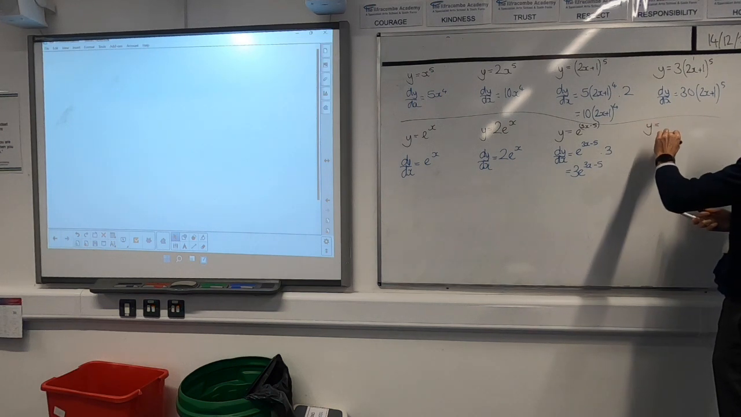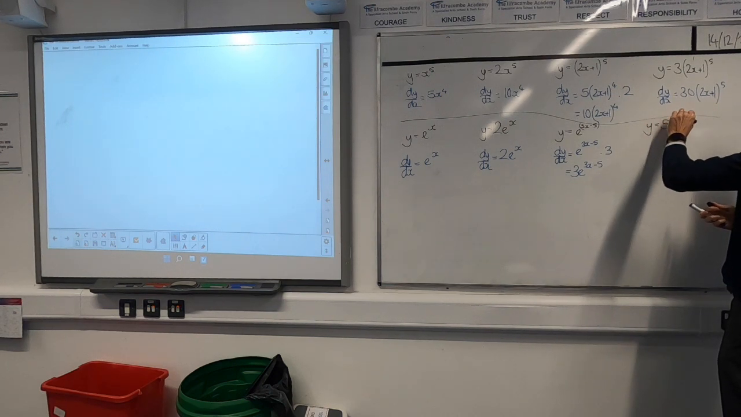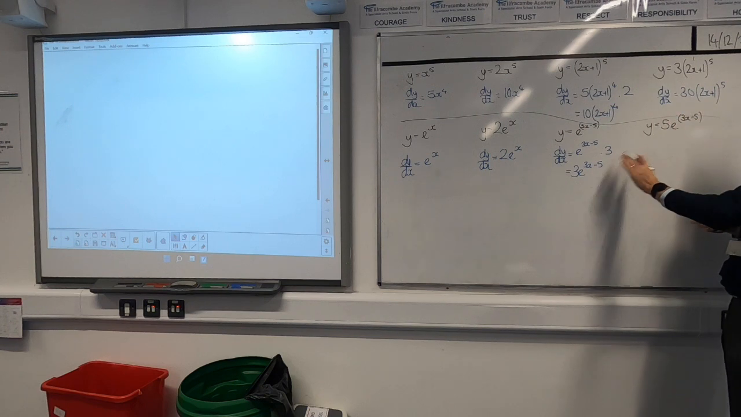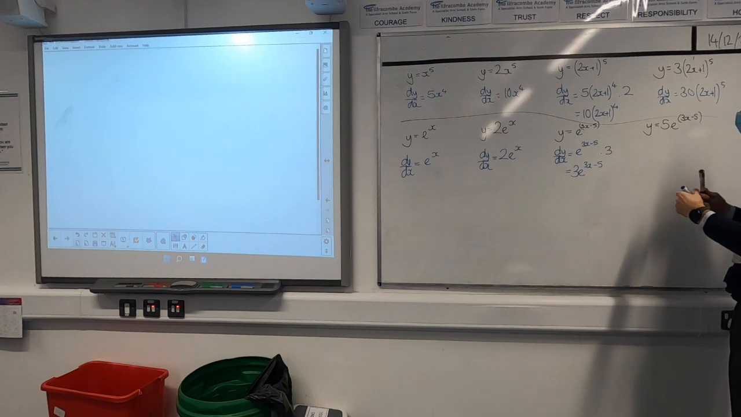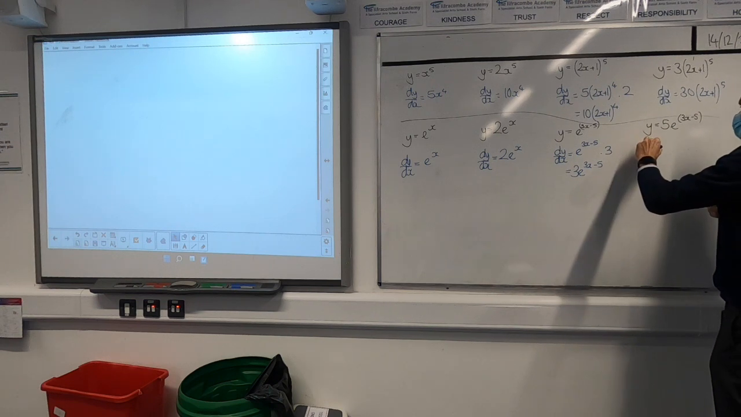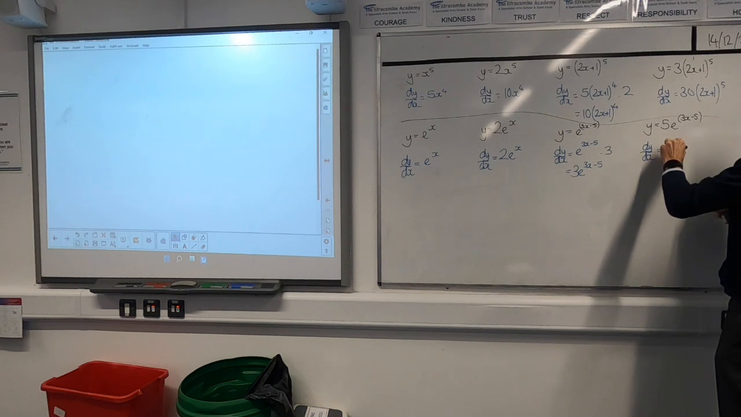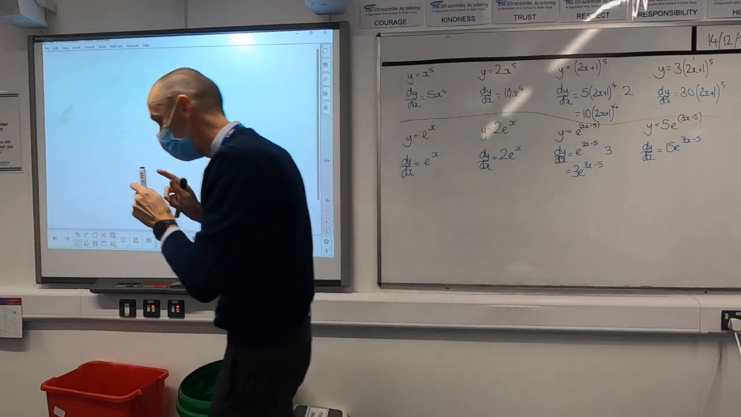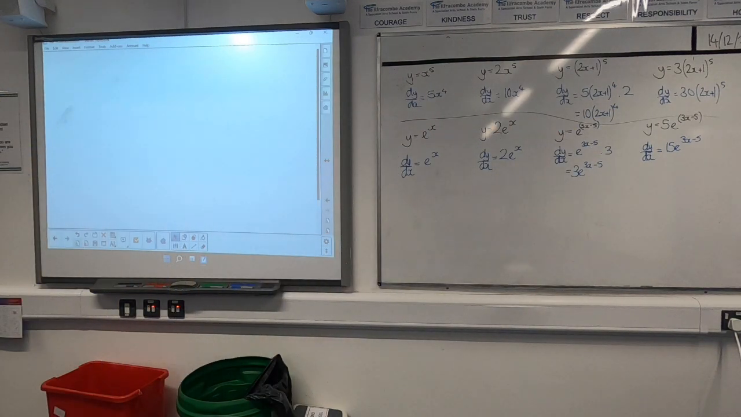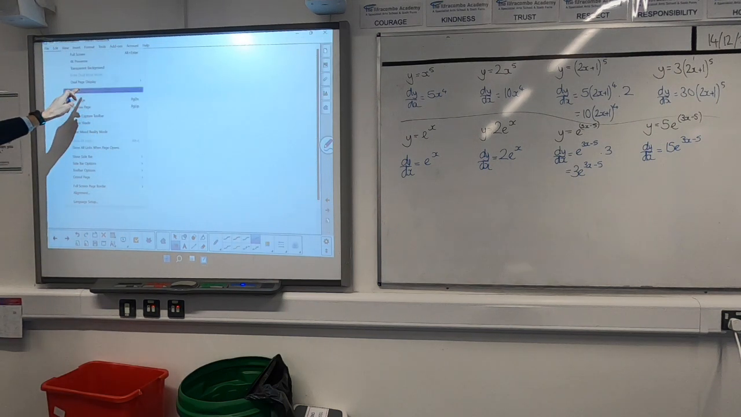And if there's a coefficient out the front, well, that just multiplies through. So rather than that being 3, it's going to be 3 times 5, so that'll be 15. So when I differentiate e to the power of something, the power never changes. It stays the same. So can I just get you to differentiate a couple of e expressions for me?